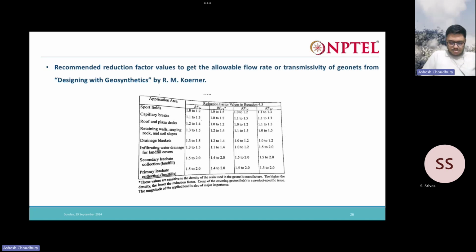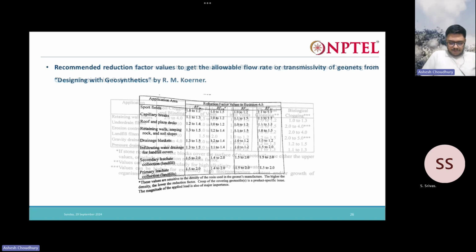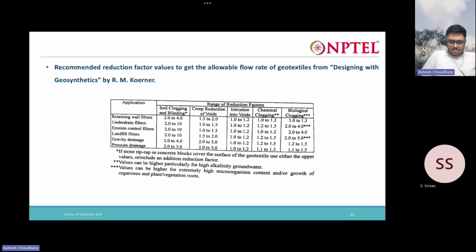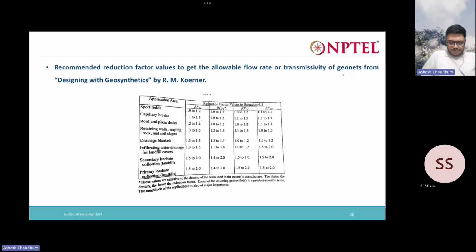Here we have the values for allowable flow rate. To get the allowable flow rate, we have the allowable transmissivity for geotextile, and this is for geonets.